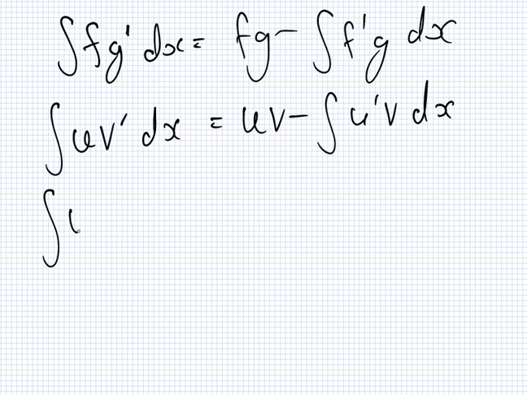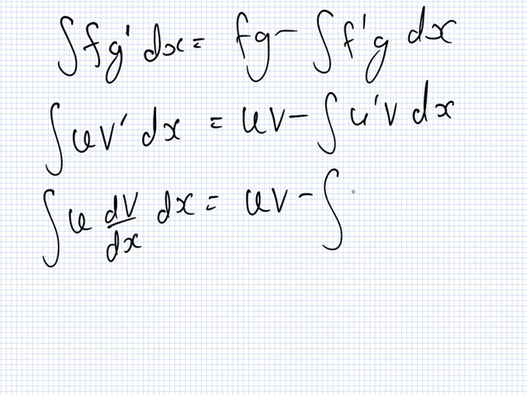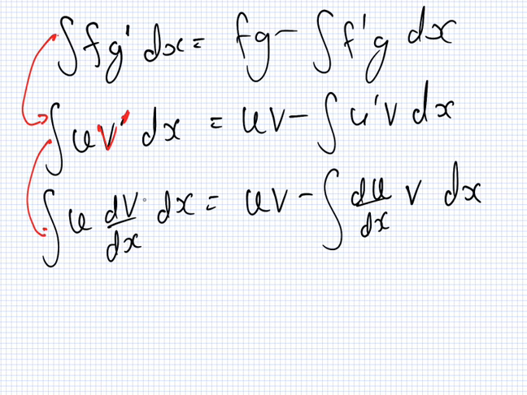But this can be written as the integral of u dv/dx dx equals uv minus the integral of du/dx v dx. Now, you can see that this is the same as this. All I did was replace f and g with u and v. So instead of f and g, I have u and v. But can you see that this is still the same, because all I did was replace v derivative with dv/dx and u derivative with du/dx. So they are all the same.